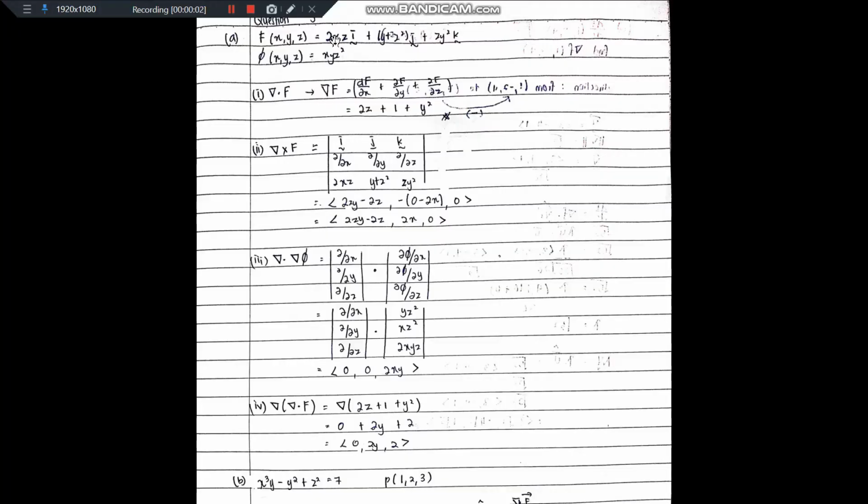Now I'm going to explain question 3. For question 3a, it's already given f(x, y, z) equals this equation and phi equals xyz squared. First, we have to find the value of nabla dot f. Nabla dot f means we differentiate f with respect to x, plus f with respect to y, plus f with respect to z, and then we get 2z plus 1 plus y squared.